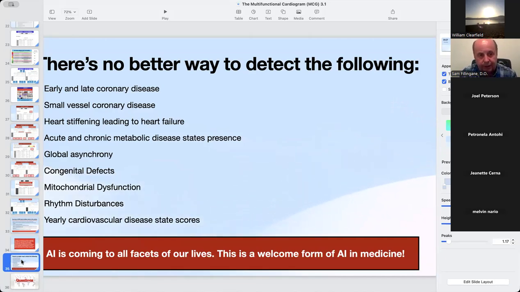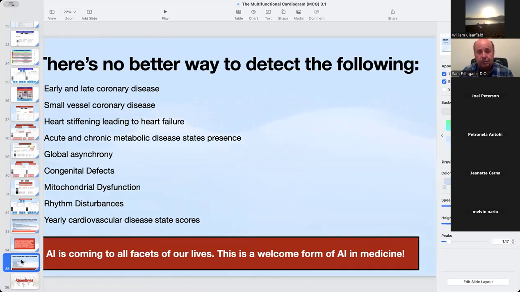In summary, there's no better way to detect each of these things that I'm about to mention. Early and late coronary disease. No better way than the MCG to detect these. Small vessel coronary disease. In fact, it's probably the only way you're going to see small vessel coronary disease in America. Heart stiffening leading to heart failure. Seeing acute and chronic metabolic disease and how to deal with that.